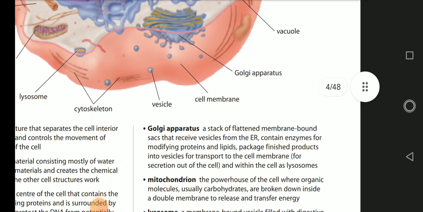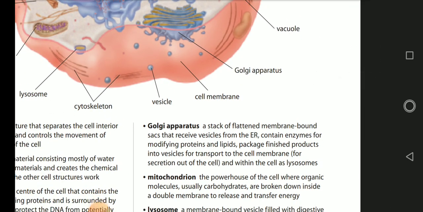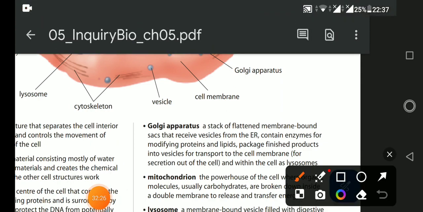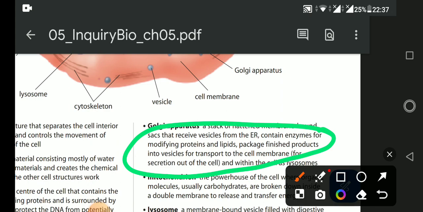Then we have Golgi apparatus. Okay, Golgi apparatus is present just after the ER, and it is responsible for packaging of proteins and lipids and sending them to the different target site in the plant body or animal body, right? So you can read, it is responsible for modifying proteins and lipids. Proteins and lipids कौन बना रहा है, ER. Proteins are formed by rough ER, lipids are formed by smooth ER.